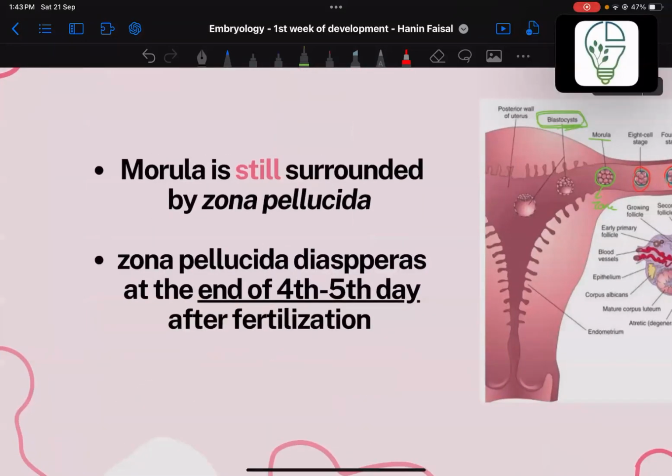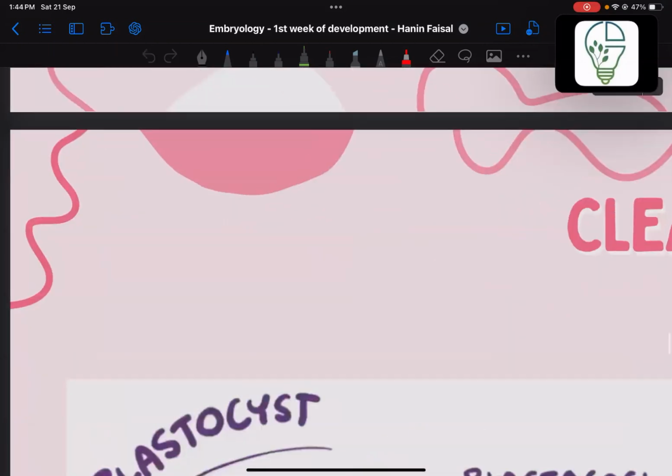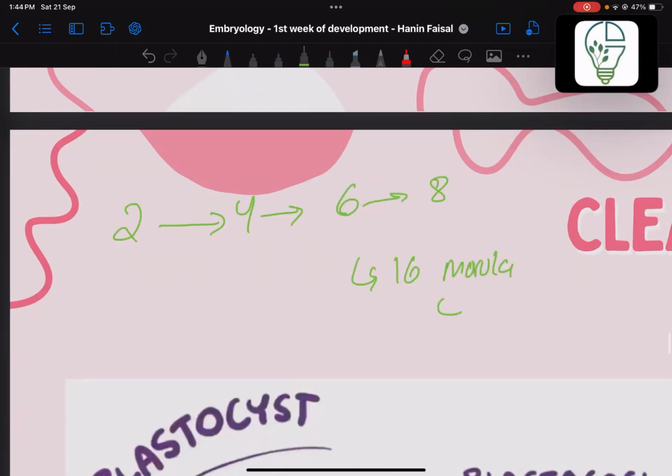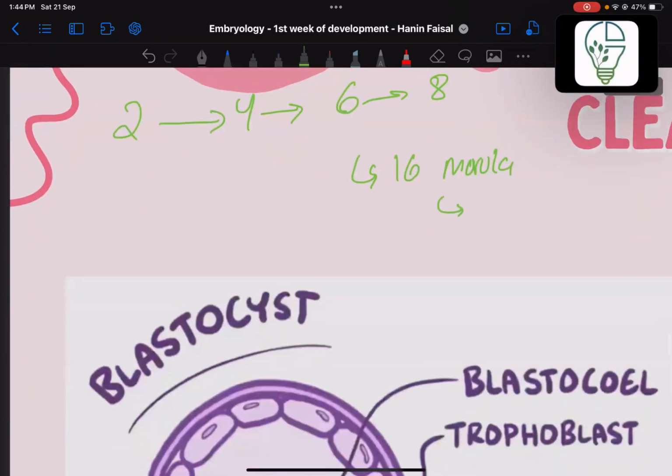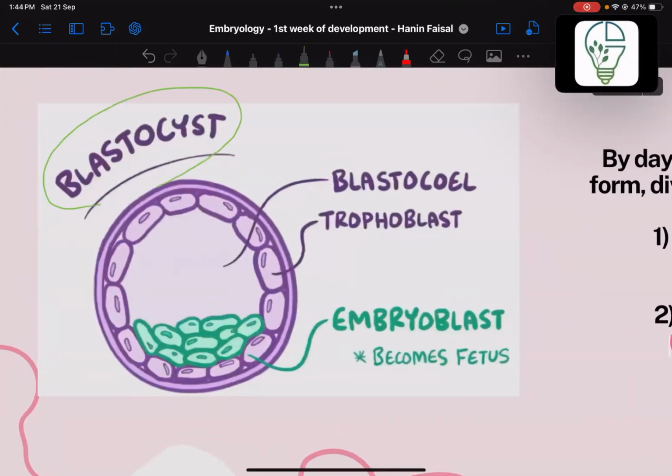And this happens at the end of the 4th and the 5th day. Memorize this because he might ask you at which day the zona pellucida disappears. It's the end of the 4th or 5th day. Now it was 2 cells, it divided into 4, and then 6, 8, 16, which is called the morula. And then after that, the zona pellucida disappeared, and the blastocyst formed.